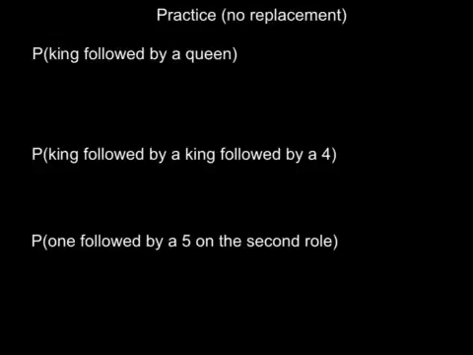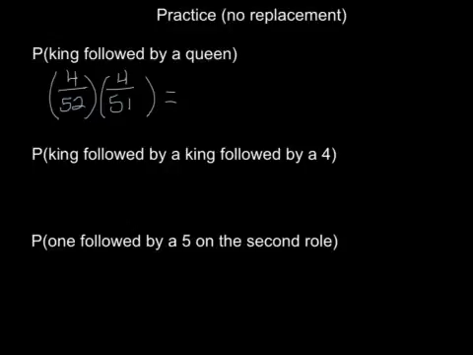So the first one, probability of a king. Well, there's 4 kings out of 52, followed by a queen. Well, there's 4 total queens, but if I don't put it back, I'm now looking at 51 cards in my deck. So when I multiply that, I get 16 over 2,652. I could reduce that, but I'm not going to because when we're talking about probability, we're using a decimal.